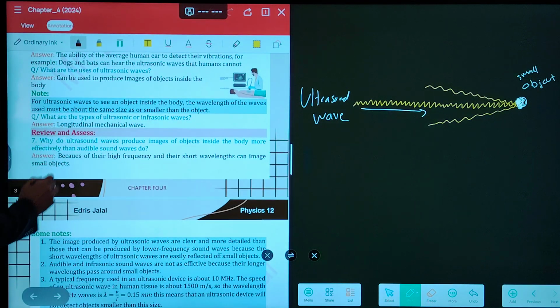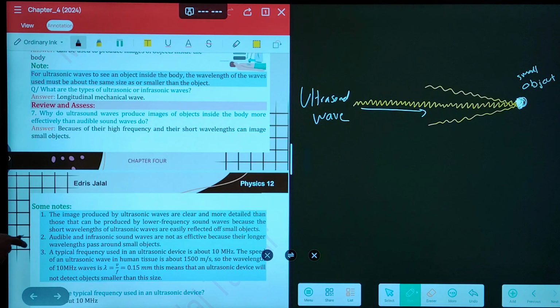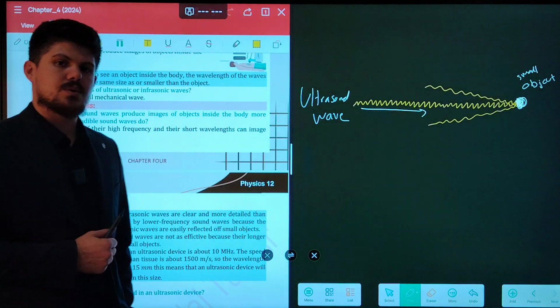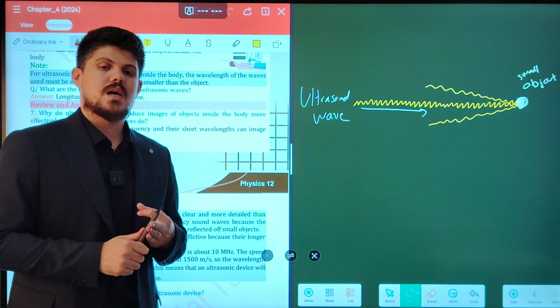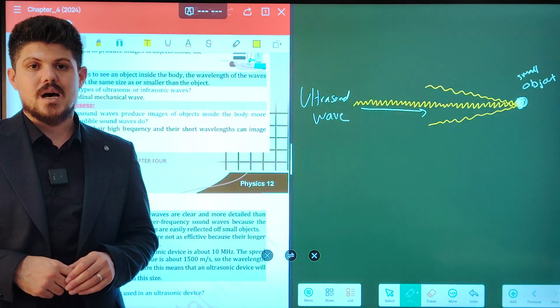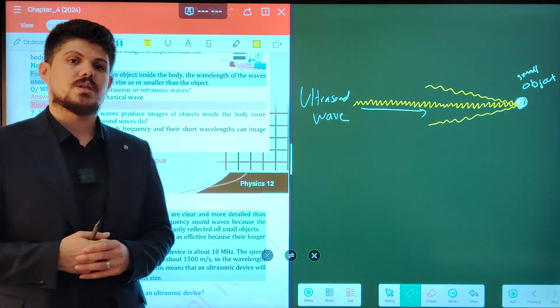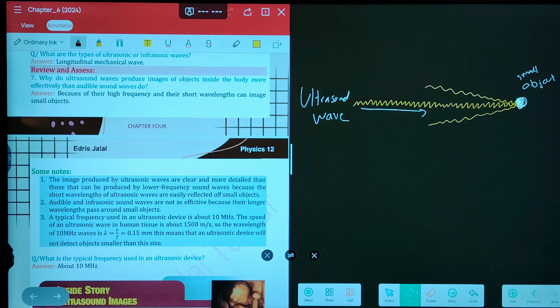Guys, for ultrasonic waves to see an object inside the body, the wavelength of the waves used must be about the same size or smaller. If the wavelength is bigger than the size of the object, the wave cannot be reflected by the object. What type of waves are ultrasonic or infrasonic waves? They are longitudinal waves. All types of sound wave, such as ultrasound, infrasound, audible sound wave, all of them are longitudinal waves. Why? Because all of them are sound. So sound is a longitudinal wave, with particles vibrating parallel to the direction of the wave.